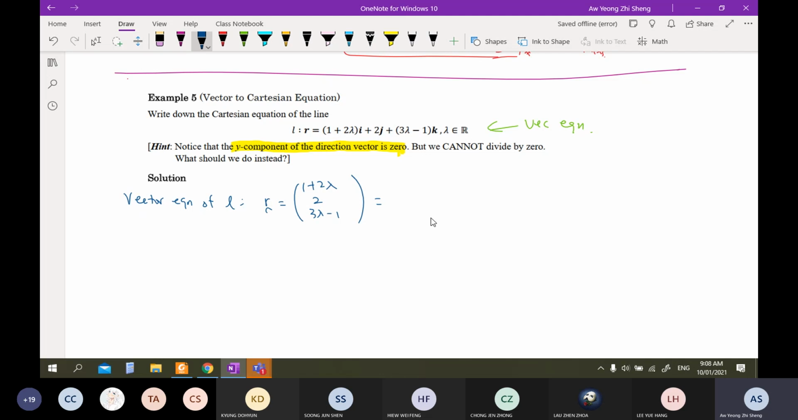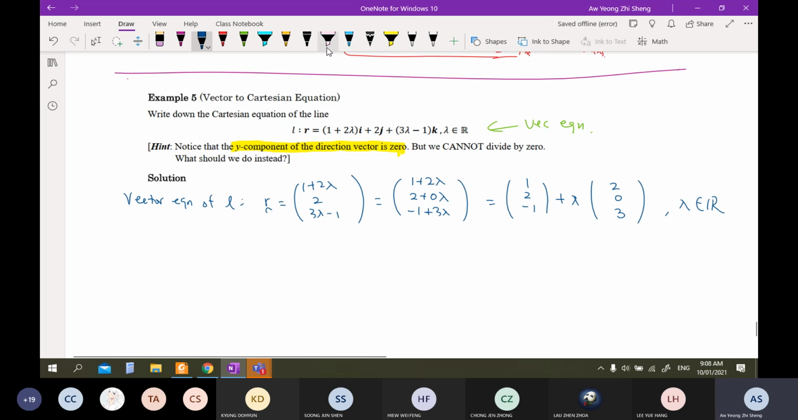Now let's single out the fixed point and the direction vector, and write them separately. Okay. So 1 plus 2 lambda, I can leave it this way. 2 is just 2 plus 0 lambda. This is minus 1 plus 3 lambda. Just a simple rearrangement of terms. Then you can extract this as (1, 2, -1) plus lambda times (2, 0, 3), and lambda in R.